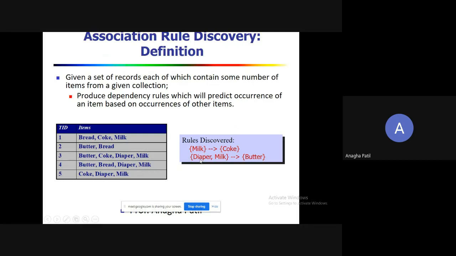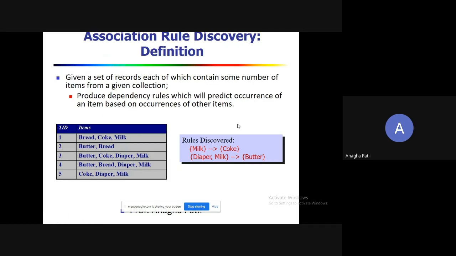The customer who buys diaper and milk together is more likely to buy butter. Superficially we may feel that there is no connection between diaper, butter and milk, but it is based on the transactions. So we are trying to find an association between the different data items over here.